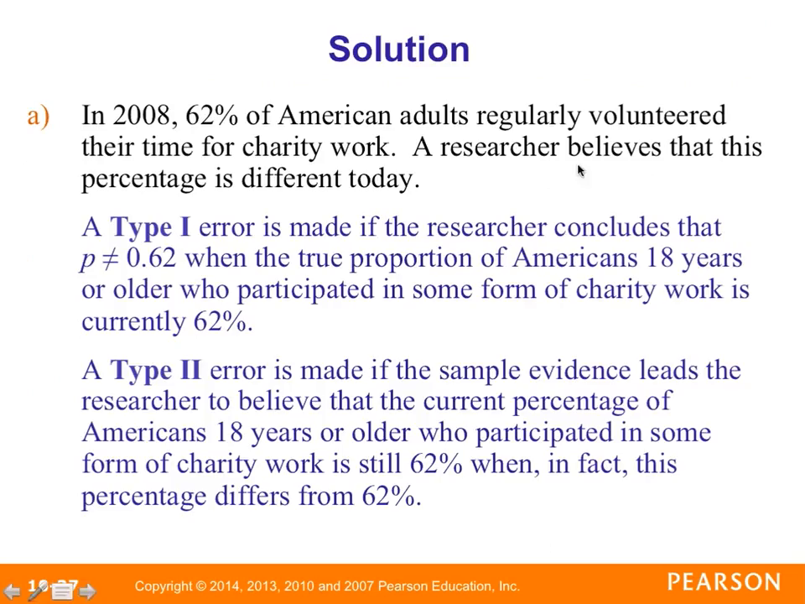So let's talk about, in these situations, what a type 1 and a type 2 error might be. If we look back at the charity work example, a type 1 error would mean that the researcher concludes that P is not equal to 0.62, when actually the true proportion of Americans who participated in some form of charity work is still 62%. So that would be a type 1 error. A type 2 error would mean that the sample evidence led us to believe that the current percentage has stayed at 62%, when in fact it's something different than 62%.